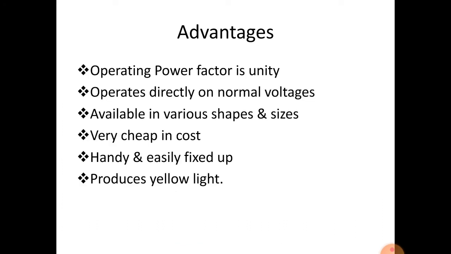So what are the advantages of the incandescent lamp? First, it operates at unity power factor, meaning as there is no coil or inductive material introduced in this type of lamp, it operates at unity power factor. Then, it operates directly on the normal voltage, meaning it does not require any regulator to step up or step down the voltage.